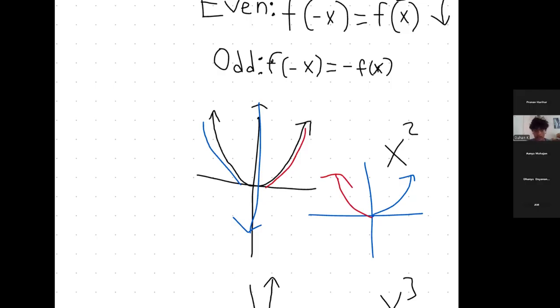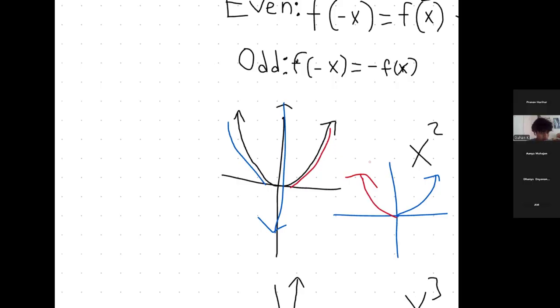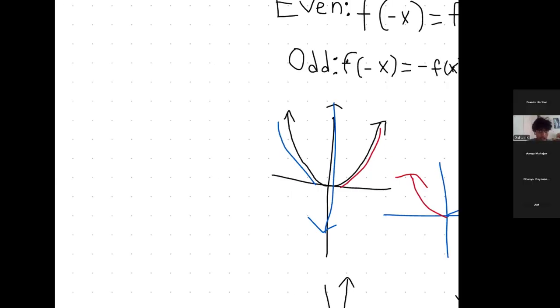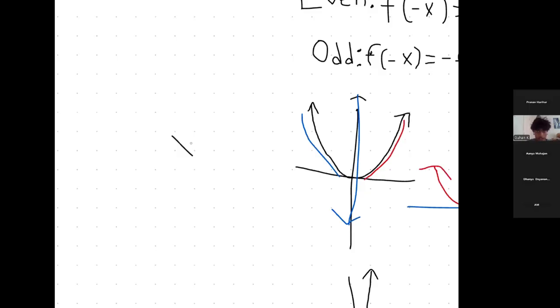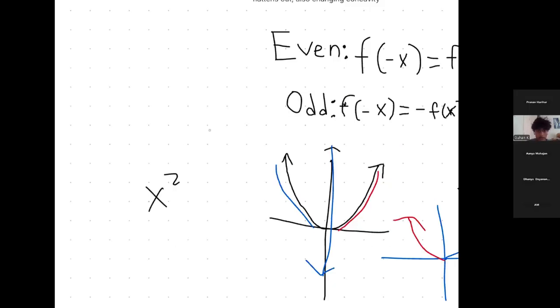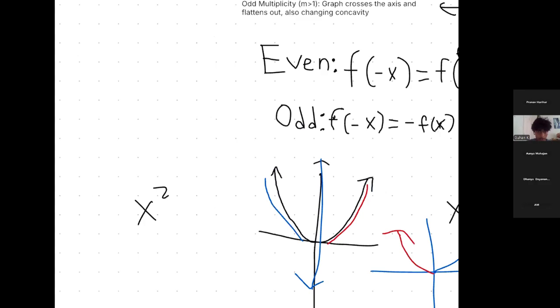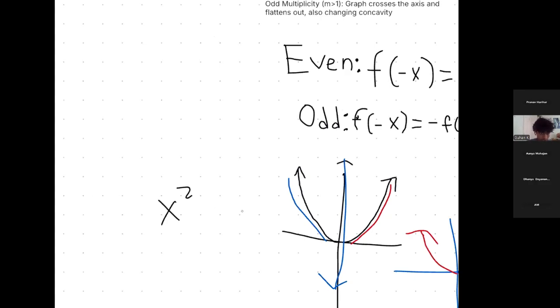And now let's look at it algebraically. x squared, right? Since we have to prove that f of negative x equals f of x, we just plug in negative x for every place x is. So negative x squared, well, since we're squaring it, it's just x squared. So it equals x squared. So therefore, these two are equal. So therefore, x squared we've proved is an even function.